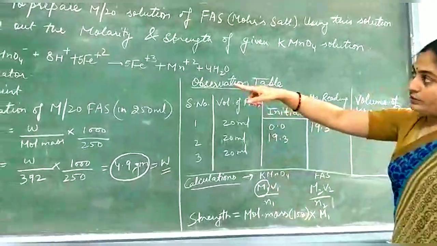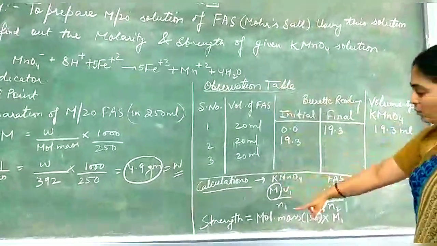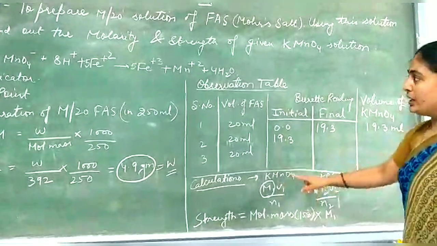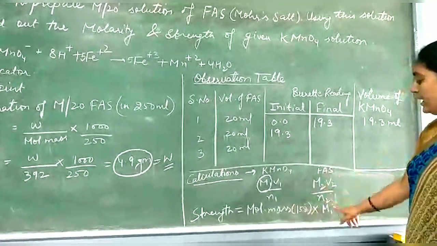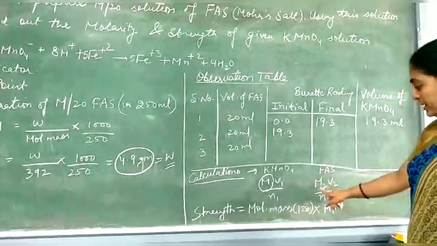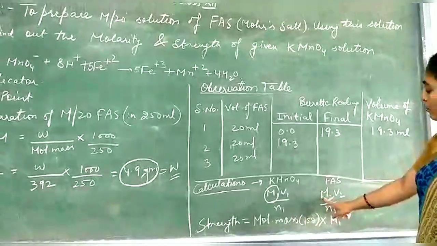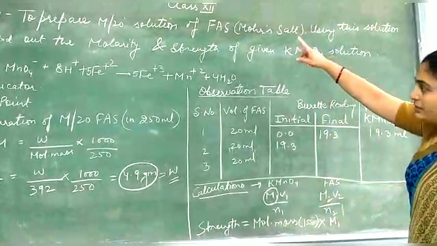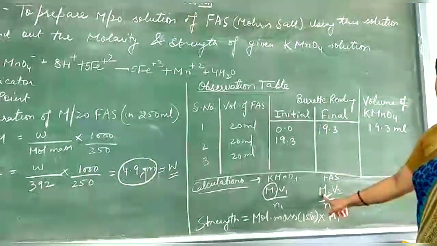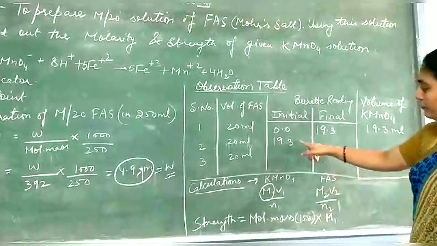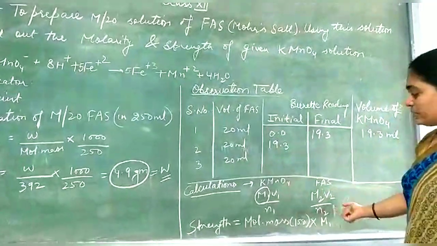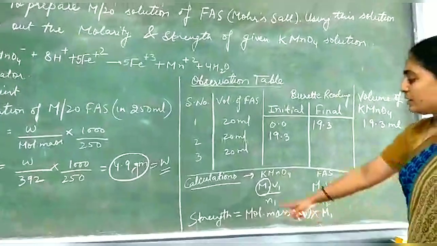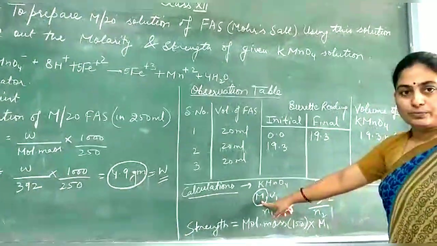N1, using the equation we can see 1 mole of KMnO4 reacts with 5 moles of FAS. So N1 will be 1 and N2 will be 5. M2 is the molarity of FAS, that is given in the solution, or we have prepared it as M by 20. And volume of FAS is always 20 ml. So by putting these values in the formula, we get the molarity of KMnO4.